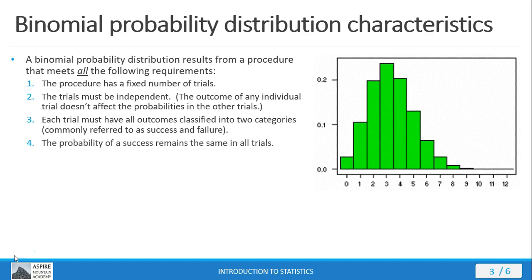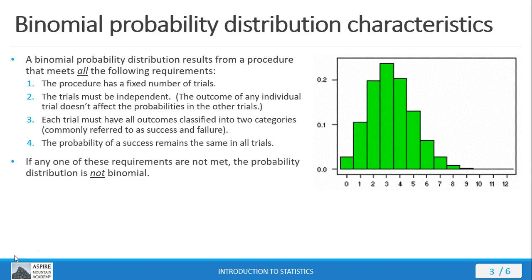And fourth, the probability of a success must remain the same in all trials. That's an assumption we're making with the binomial probability distribution. So we have to meet all four of these requirements. If any one of the four is not met, then that probability distribution is not a binomial distribution.